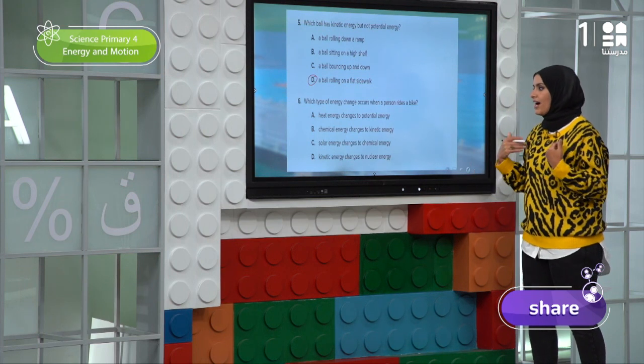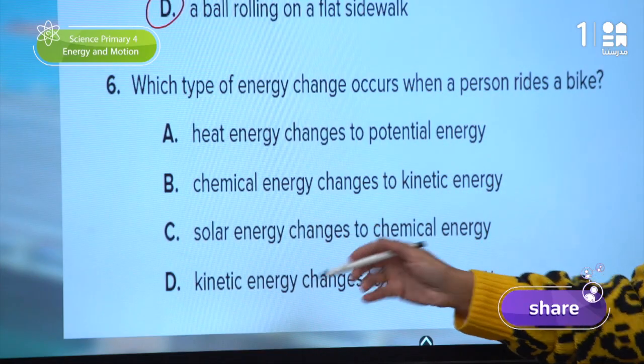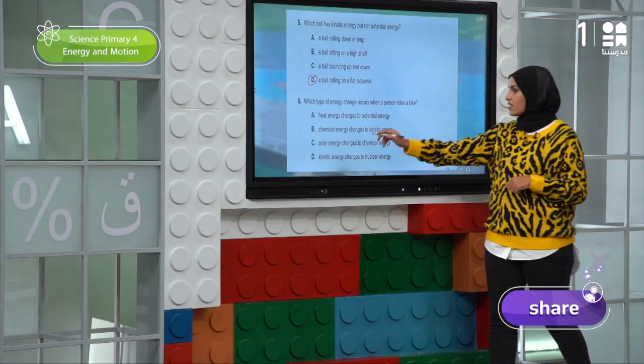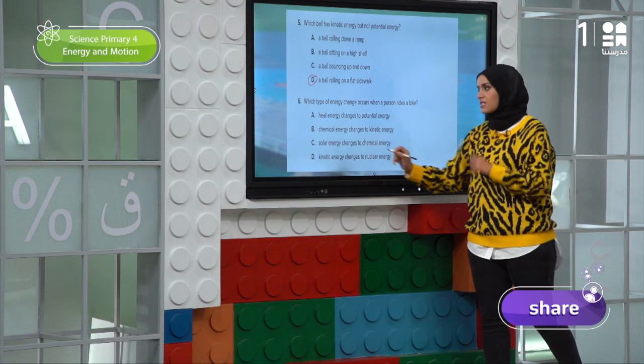أنا جوه جسمي بيبقى عندي heat energy ولا chemical energy? Inside our bodies we have chemical energy from the stored food. So chemical energy changes to kinetic energy. This is the right answer.